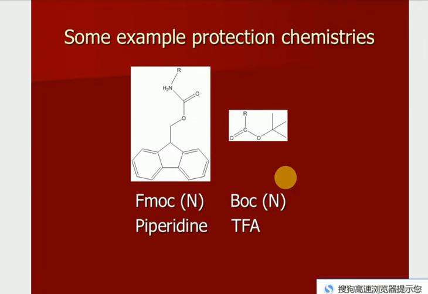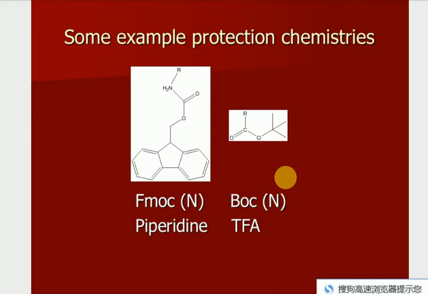Example protection chemistries are here. So commonly used protection chemistries are FMOC and BOC. So FMOC looks like this. It's a pyridine type chemistry, and BOC is this TFA group. So BOC looks like that. So these will both be attached to the N-terminal, and then there will be specific, fairly harsh chemistries that will be used to deprotect, so to take these off.